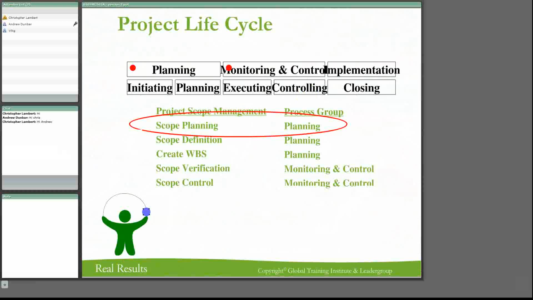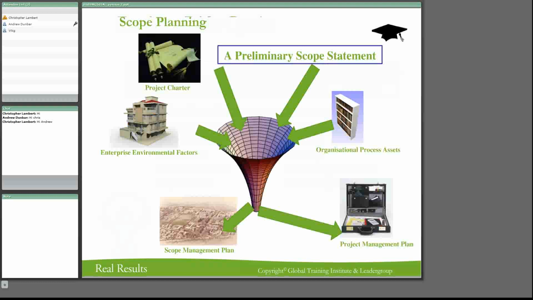If we look at our project groups, it's initiating, planning, executing, controlling, and closing. We're going to look at project scope management, which includes scope planning, scope definition, create a work breakdown structure, scope verification, and scope control. Now the first three of those really have to do with planning, and the other two have really got to do with monitoring and control. So the actual groups that we're going to be looking at is really planning and monitoring and control when it comes to project scope and the project lifecycle.